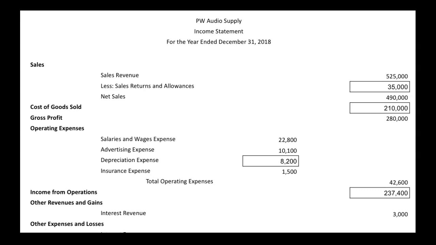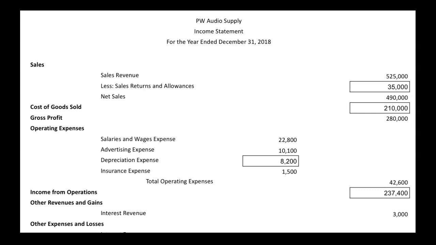Now, I just realized the bottom part of this is cut off. So what the rest says is our other revenues and gains of 3,000 for interest revenue. So after your income from operations, you'll need to list out other revenues and gains and then other expenses and losses. So our other revenues and gains is that interest revenue. And then in this problem, we also had other expenses and losses. We had interest expense of 2,400.